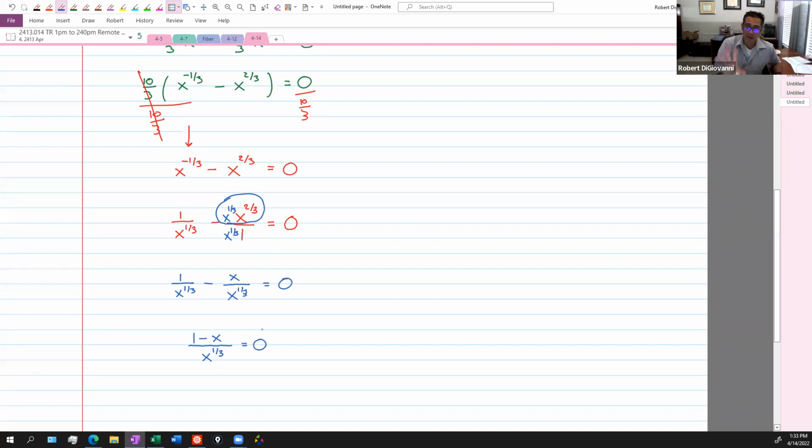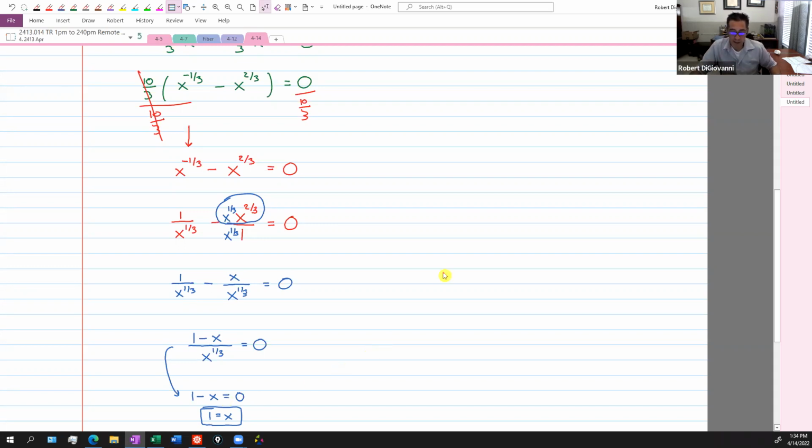Now that we've done it, I want to explain why I did all that. I know that when it comes to setting something equal to 0, if a fraction equals 0, all I have to do is look at the top. We've been through that a few times now. So all I really have to look at here is when is 1 minus x equal to 0? That's pretty easy. You just solve for x, you get x is 1. So we have a critical number. x is 1. We okay?